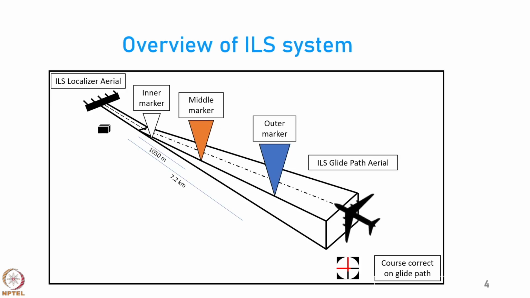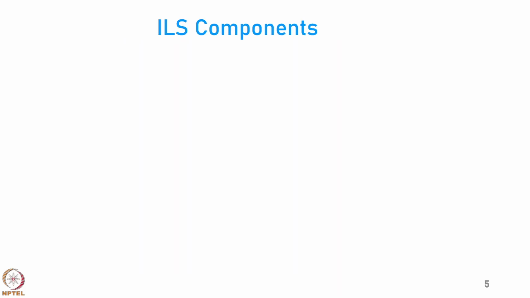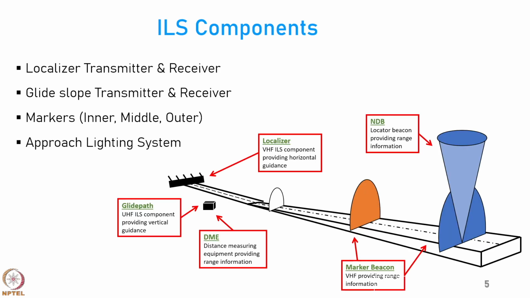Here is an overview of the instrument landing system with its various components. There is a localizer aerial, and there is a glide slope indicator, and there are these 3 markers: the outer, the middle, and the inner marker. Let us have a look at these components in some detail.